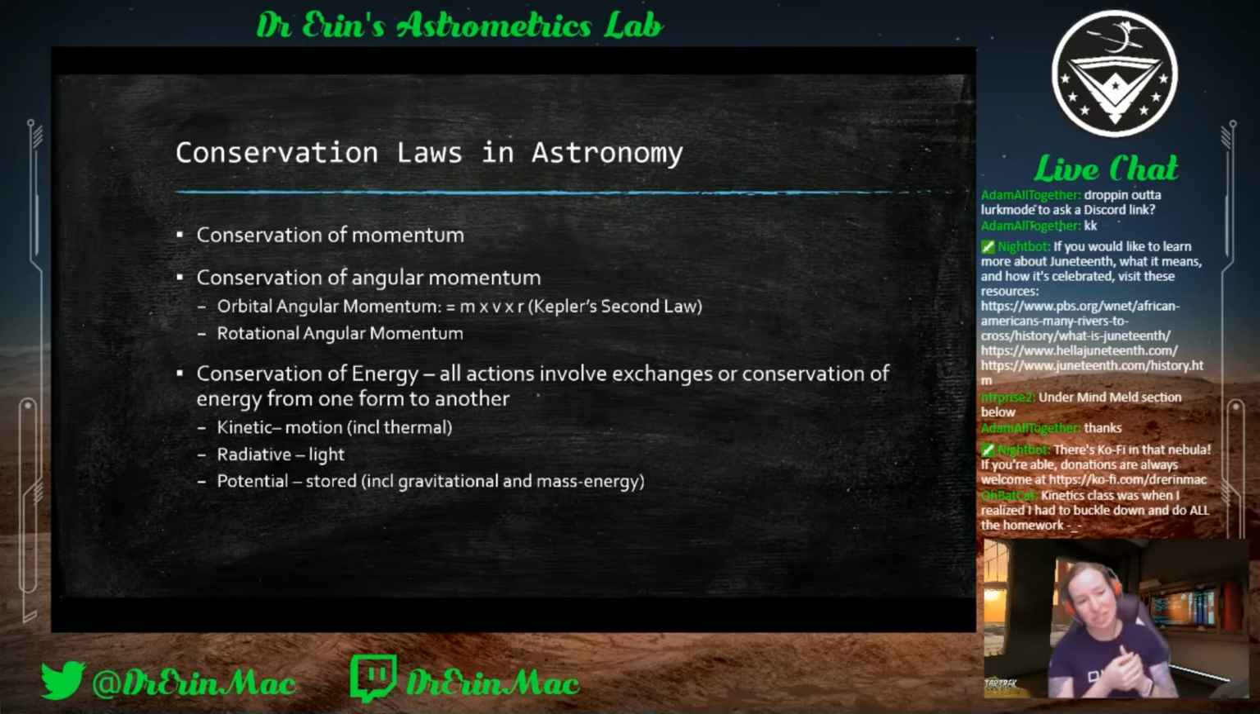And then potential energy. Most people think of potential energy as something's gravitational potential. If it's hovering high or it's about to fall, it's got gravitational potential energy. If you let go of it, it will start moving, it will fall due to the force of gravity. And mass energy is also potential energy.